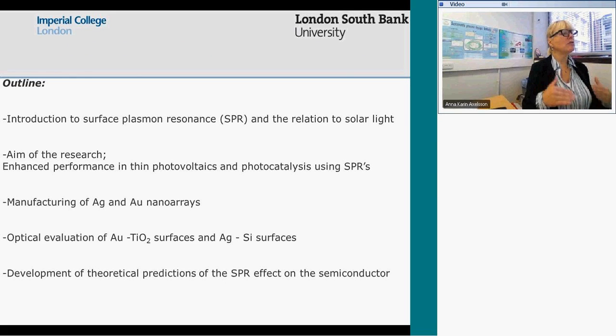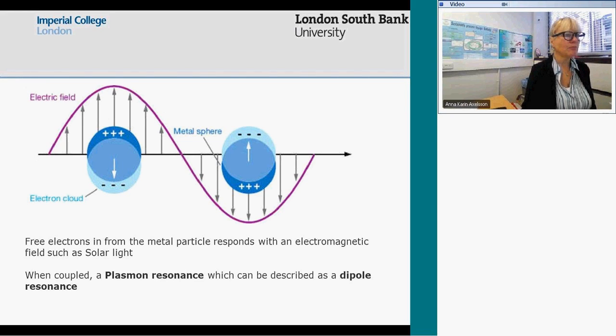In the outline, I'm going to talk about surface plasmon resonance, its relation to solar light, and how we can improve technology. The whole aim of the research is to follow two routes: thinning photovoltaics and using solar-driven photocatalysis. We're going to have these two aims to improve them, and we start by manufacturing different arrays of gold and silver nanoparticles on semiconductor surfaces, and then evaluating such devices. We're then going to verify with theoretical models to describe what the mechanisms are and how we can improve that.